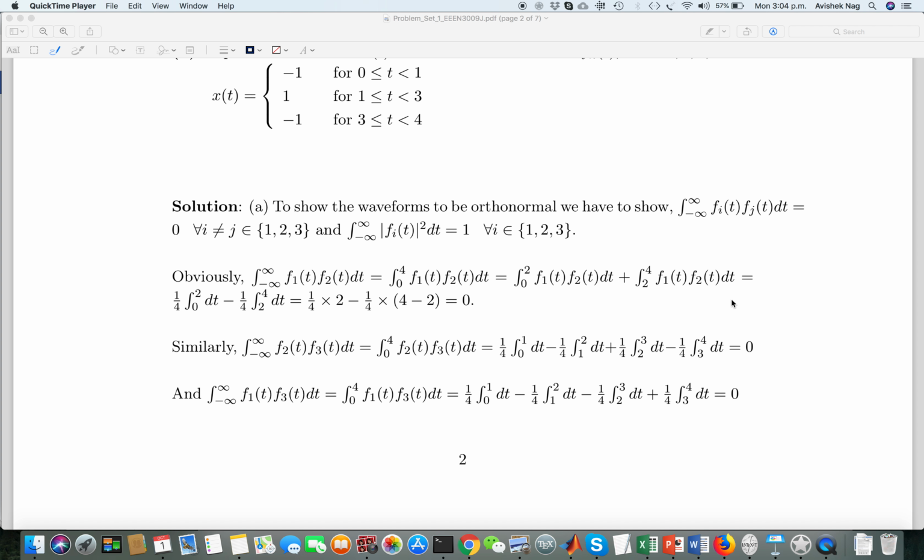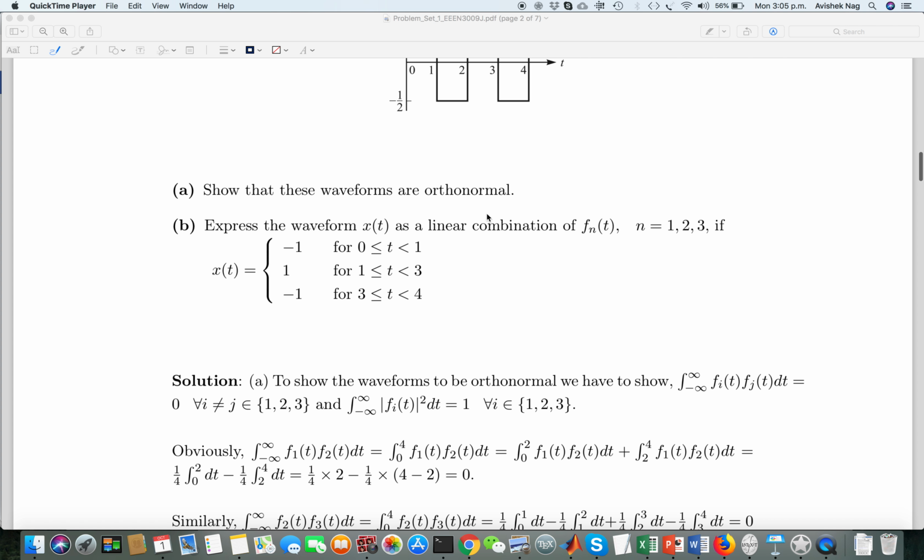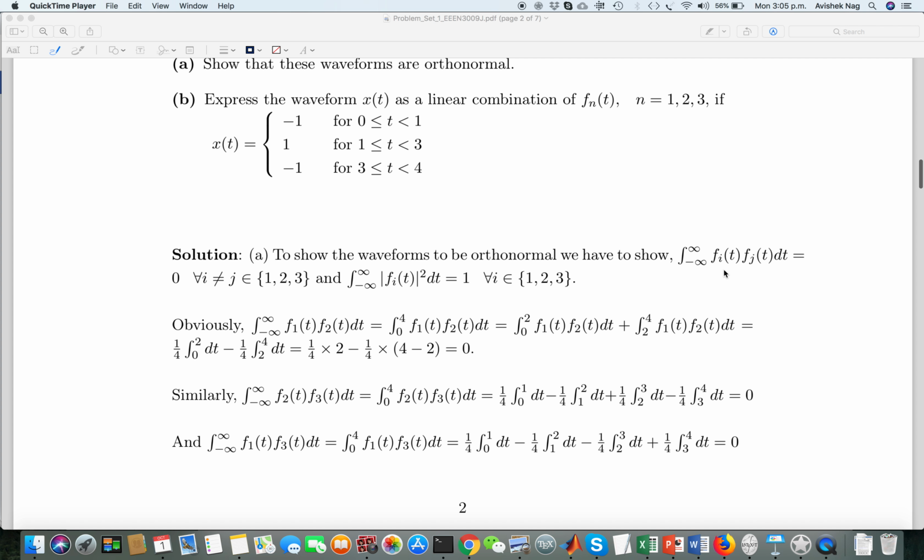So some of you tried to do it in a different way. For example, you were trying to show that 3 of them together integrated gives 0. So I just want to have a comment on this. That doesn't work. So you have to show pairwise orthogonality, and then only you can say that all these signals are orthonormal to each other. Doing it 3 at a time doesn't make sense at all.